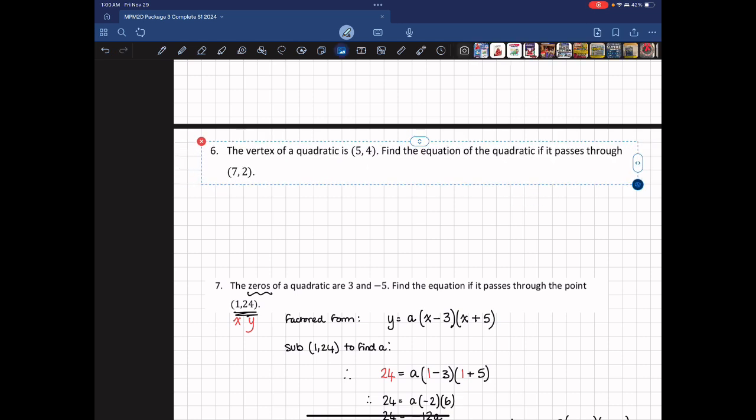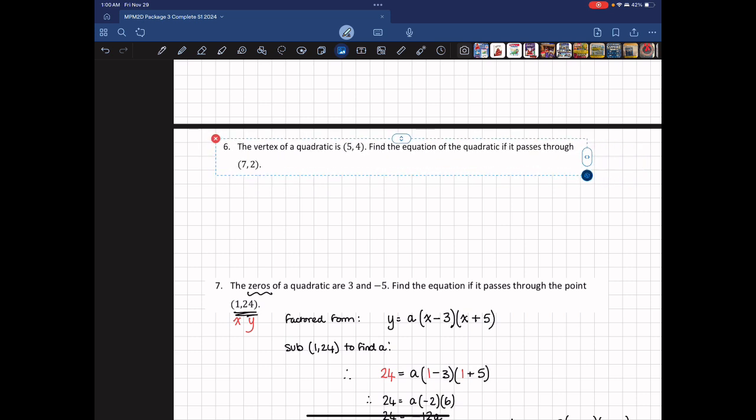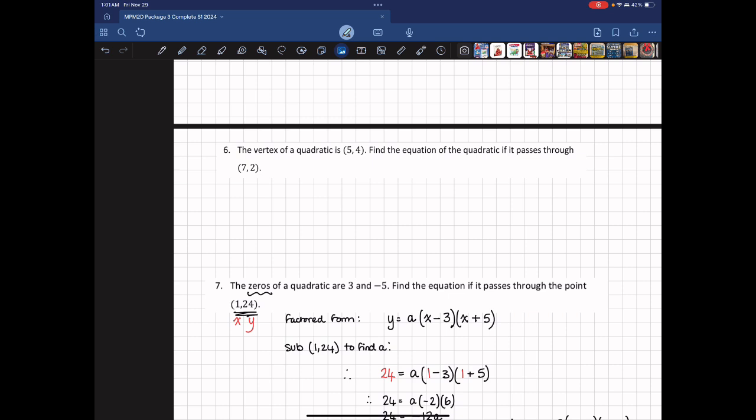The vertex of a quadratic is 5, 4. Find the equation of the quadratic if it passes through 7, 2. Okay, vertex meaning we can get it in vertex form. This is my h value, this is my k value. Remember, with vertex form, y equals a bracket x minus h squared plus k. So let's substitute that in.